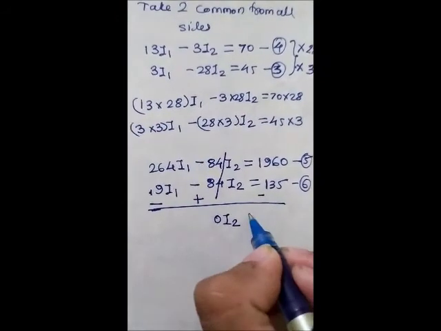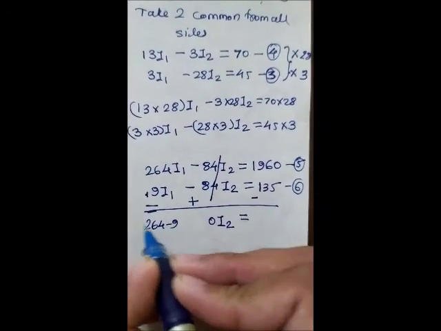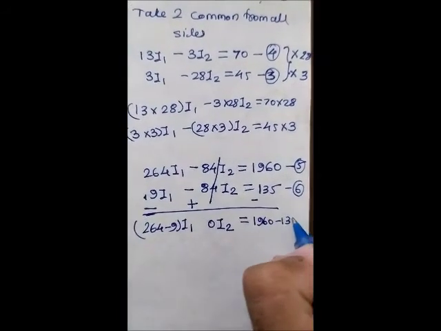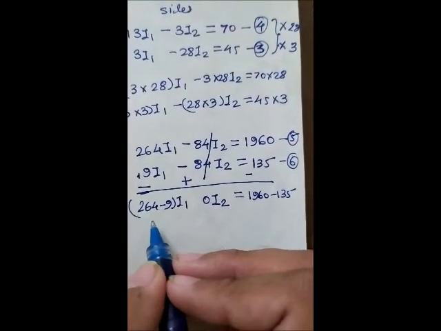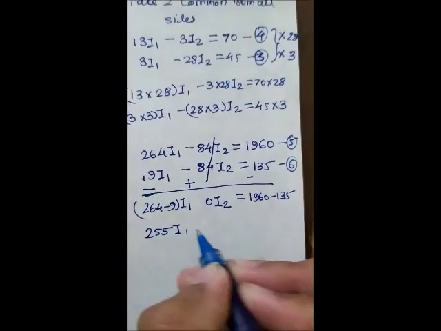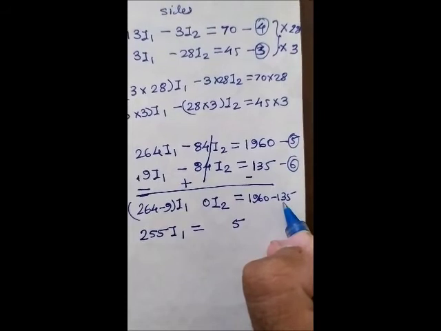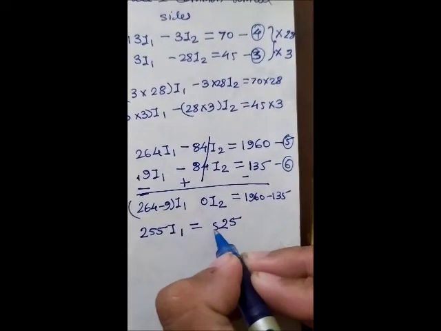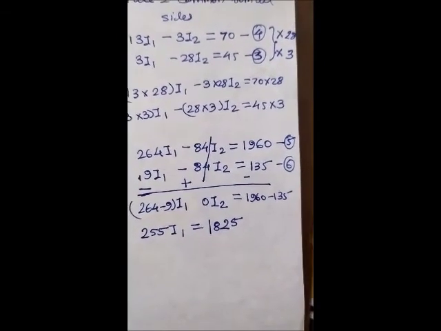0 I2 will come here, is equal to this subtraction and this subtraction: 264 minus 9 I1 and 1960 minus 135. So you get 255 I1 is equals to 1825. It will be 1825.